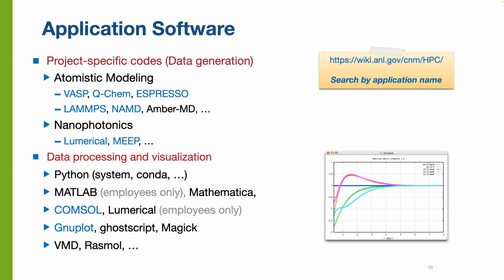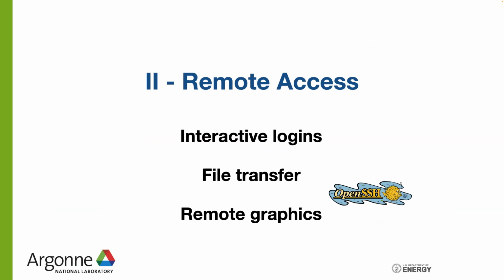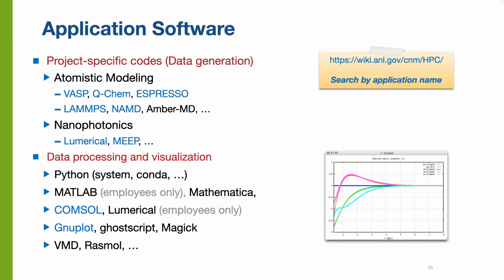The means to access this software is by environment modules. That is shown in detail on our wiki. In order to locate details on the system, you find a link here. So that is really important: wiki.anl.gov/CNM/HPC.